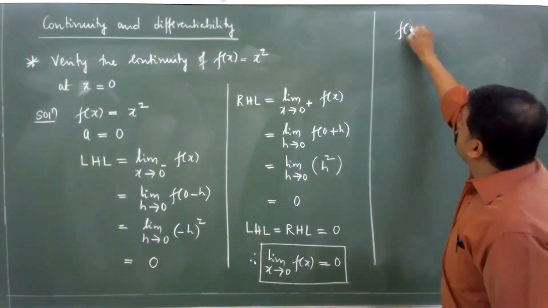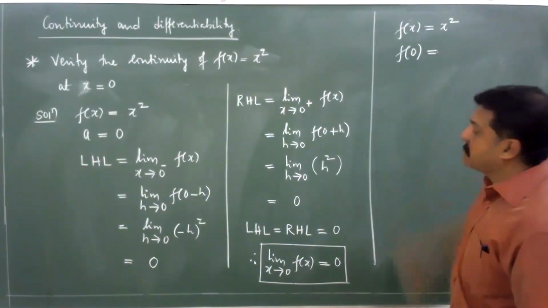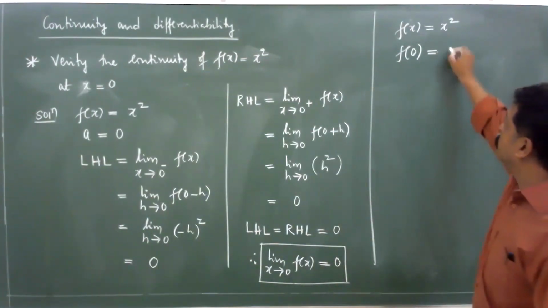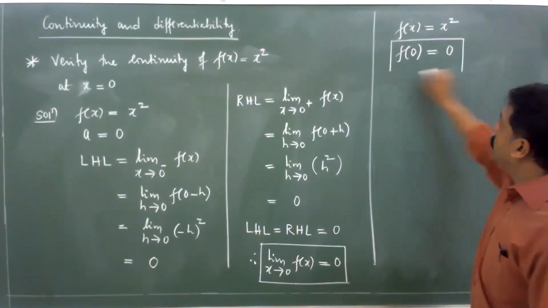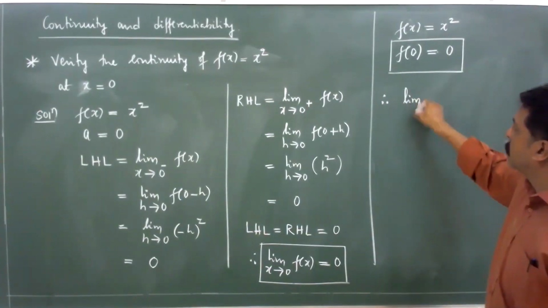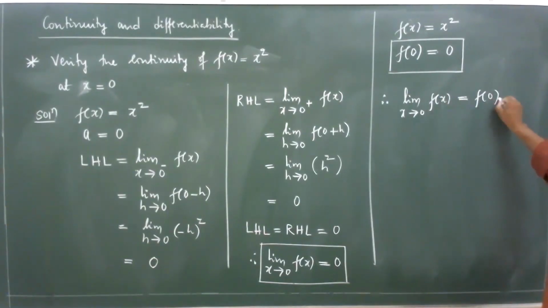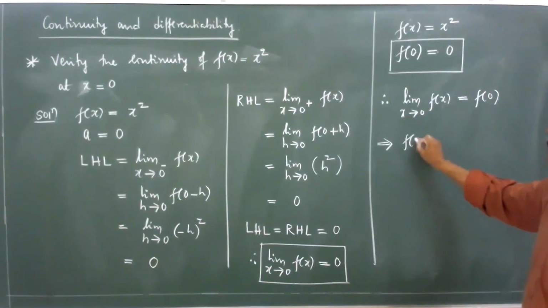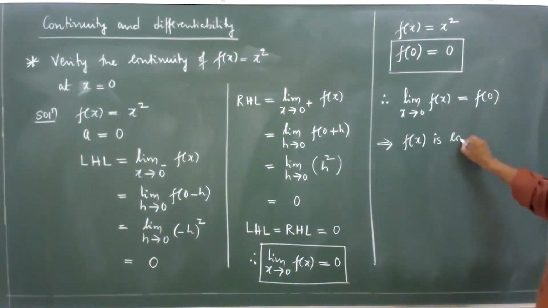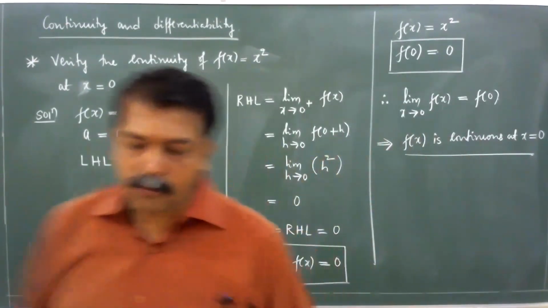Now what should we do? What is the function? The function is x squared. What is the value of the function at 0? Directly put x is equal to 0. What are you going to get? You are going to get f of 0 is equal to 0. Therefore, what is the conclusion? Limit x tends to 0, f of x is equal to f of 0, which implies f of x is continuous at x is equal to 0.